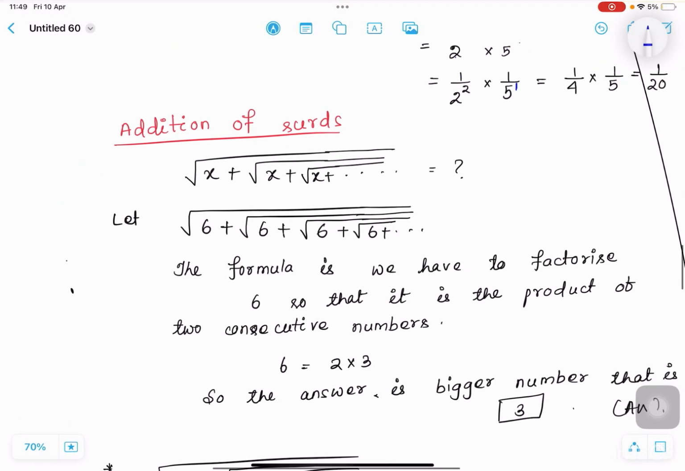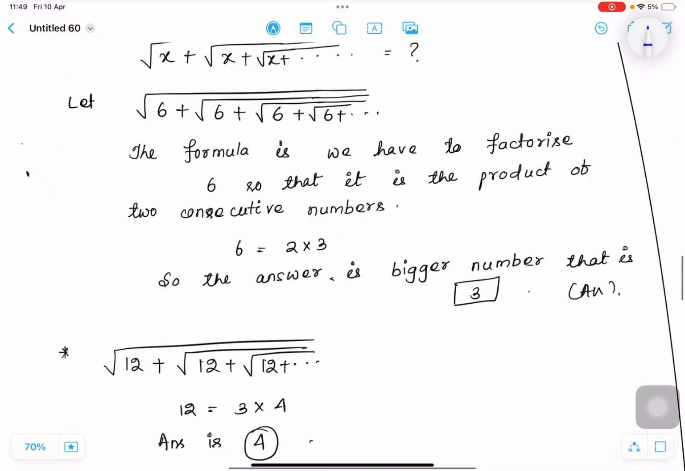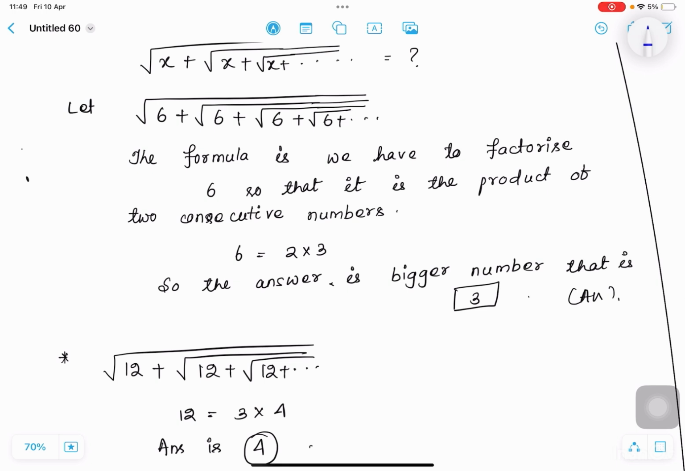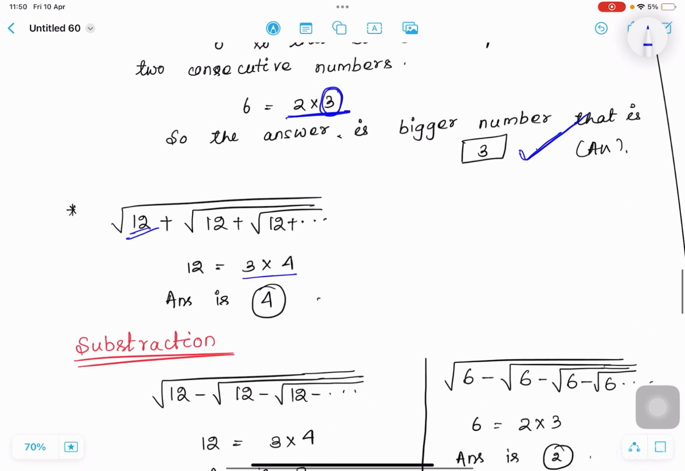Now see addition of surds. So if the question is written like this, root over of 6 plus root over of 6 plus root over of 6 plus root over of 6, then what you have to do, the formula is, here 6 is given, so you have to think of two consecutive numbers whose multiplication will be 6. So the numbers will be 2 into 3, so the bigger number will be the answer. Okay, if we are taking 12, now see 12, 3 into 4, 3 and 4 are consecutive numbers, the bigger number 4 will be the answer.